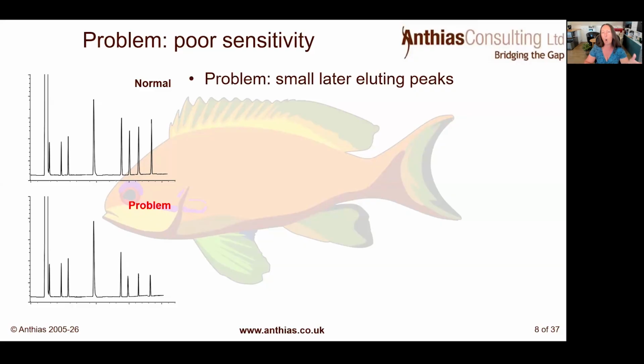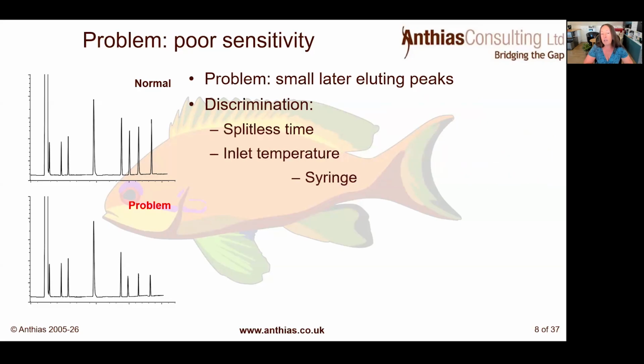Now, if these were all hydrocarbons, it could be a physical problem, which means it's more mass discrimination. But if those are a different class of compounds, maybe more polar compounds, whereas the others are non-polars, then it could be a chemistry problem, where those later eluting peaks are getting absorbed. If it's discrimination, then it could be a series of different things.